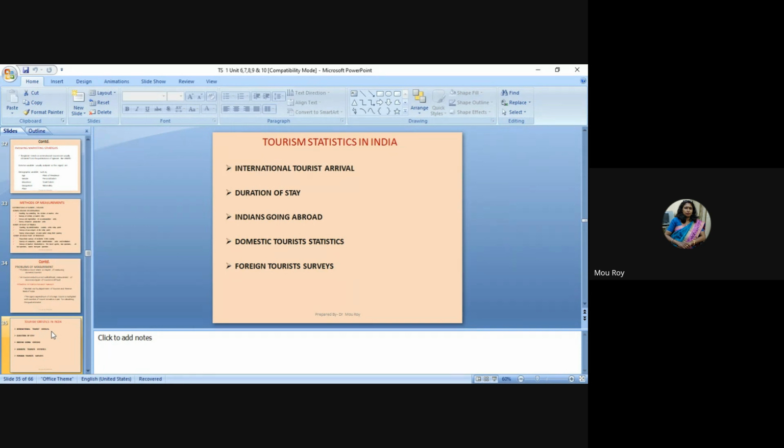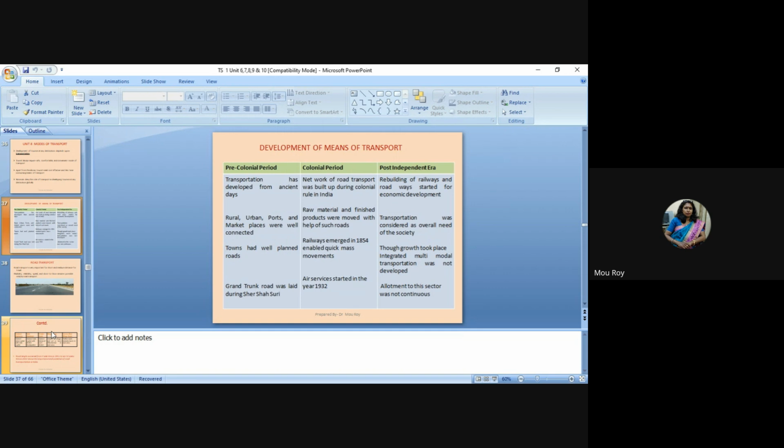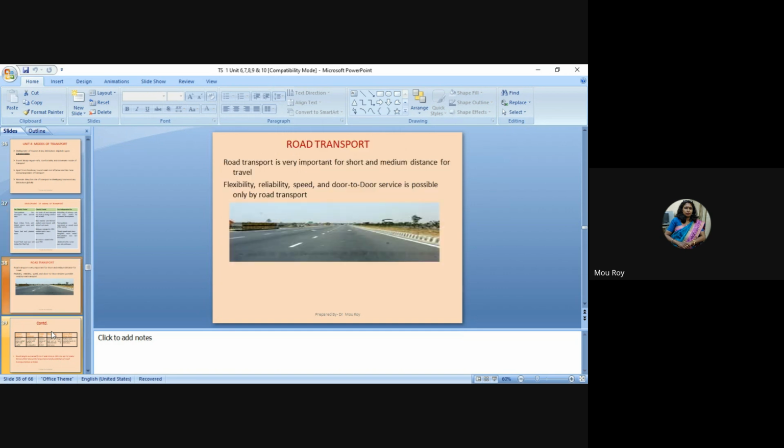Duration of stay we can see from the websites. Then we always have domestic tourist statistics, and foreign tourist surveys are there. Then the modes of transport, the different modes of transport. Road transport is very suitable for short and medium distance travel.